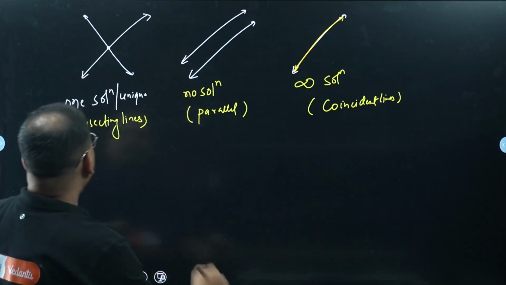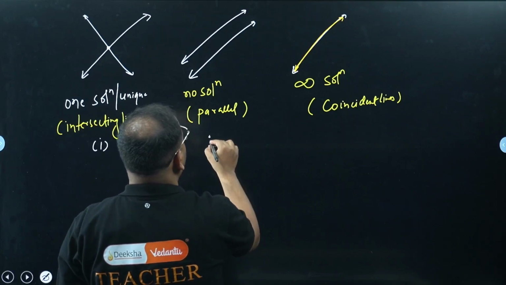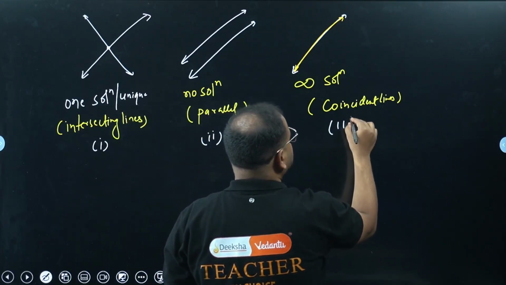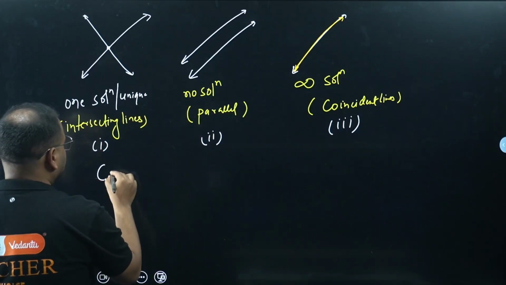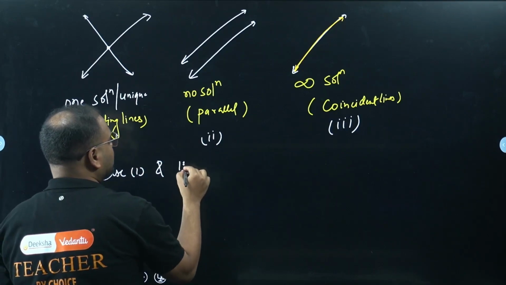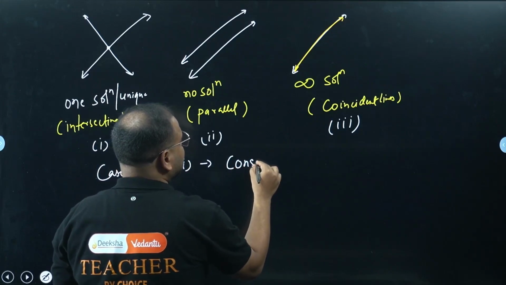Okay. Now if I name this case 1, this case 2, and this case 3, then case 1 and case 2 together are called the consistent form.